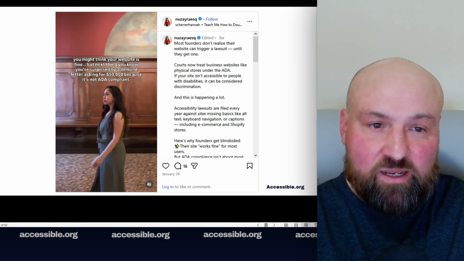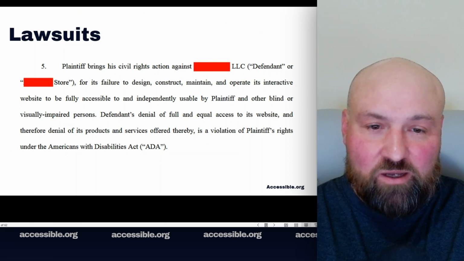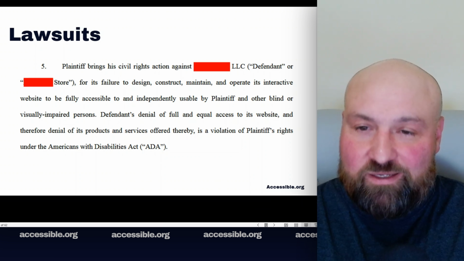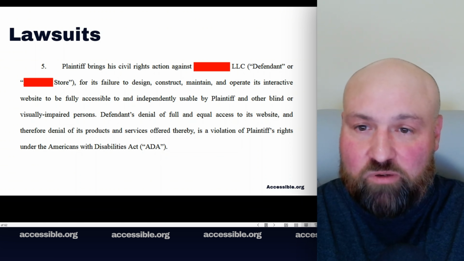And so let's go ahead and look at two screenshots from a lawsuit. So these are actual excerpts from a complaint filed in court. And I'm not going to read through all of this, but I do want to read through parts just to show you the exact language that you will find in a typical complaint filed in court.